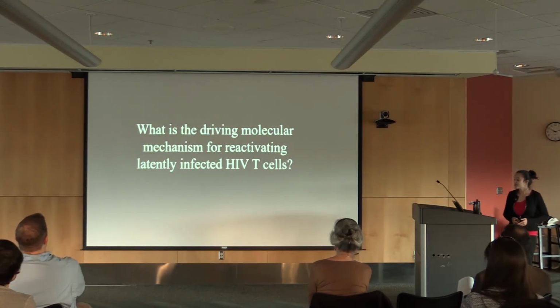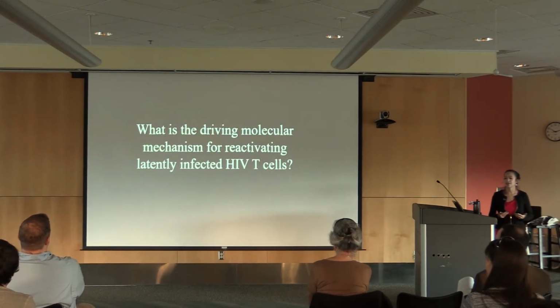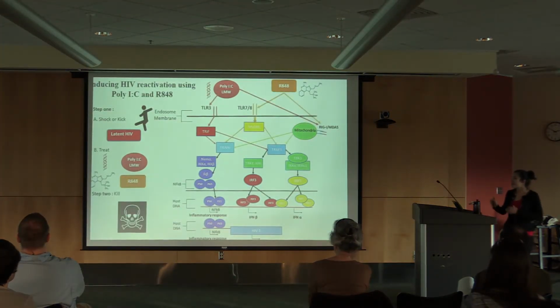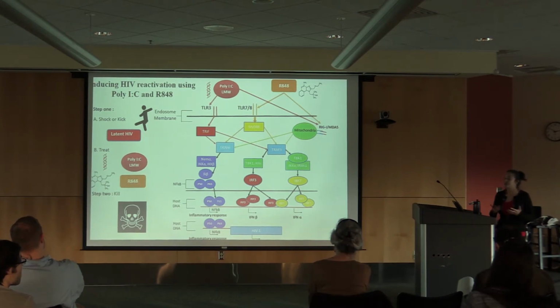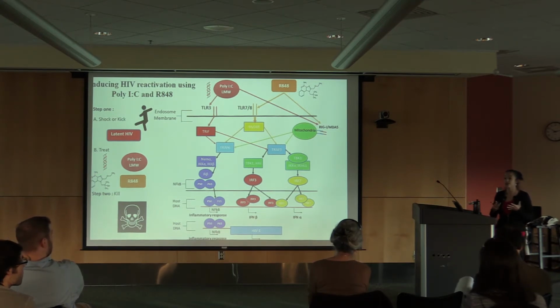All right, so what is the driving molecular mechanism for reactivating latently infected HIV T cells? All right, so don't get scared by the diagram. I'll go through it. Okay, so there's this novel technique within the HIV research world called shock and kill, or kick and kill. And what I mean by this is that they're using either viral RNA or some type of drug, injecting it into patients, and they're trying to awaken that hidden reservoir within them so that their healthy immune cells can go and kill off the infected cells.